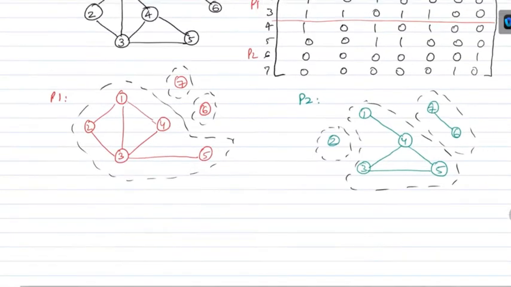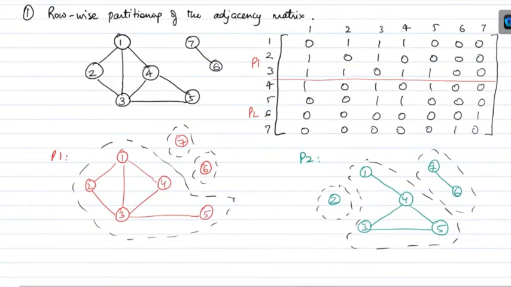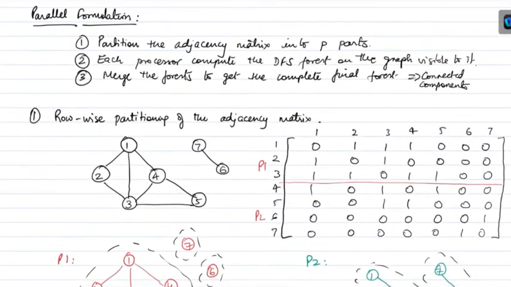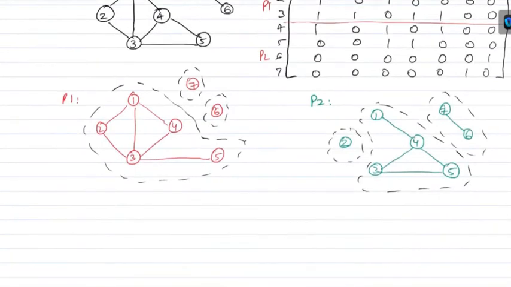Okay, so now what it's going to do is P1 is going to build a DFS forest over this graph, the red graph, and P2 is going to build a DFS forest over the green graph. And then we have to merge these forests. So now the important point is, how do we merge them? Let's go back to the three issues that we wanted to look at, right? So first we partition the adjacency matrix into P parts. So we've already decided how to do that. Then each processor computes the DFS forest on the graph visible to it, right? So we can compute this DFS on P1 and P2.